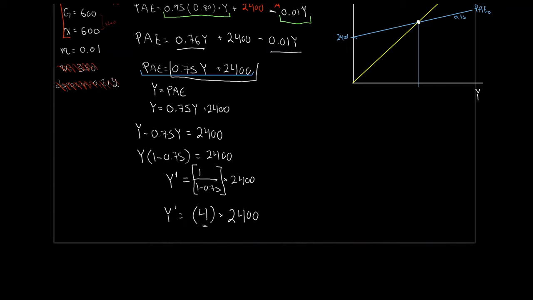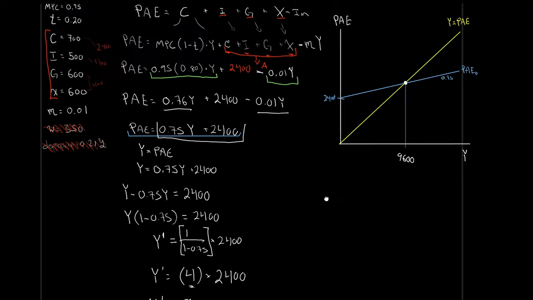Keeping in mind again, this 4 tells me that every dollar put into my economy would cycle through that circular flow diagram 4 times before it is essentially zero and no longer has any impact on our level of output, income, expenditure. So working that out, 4 times 2,400, we have a Y prime of 9,600. I shouldn't say a new Y prime. This is our first one we found. So Y prime naught, the initial one there, of 9,600. Okay, so there we go.